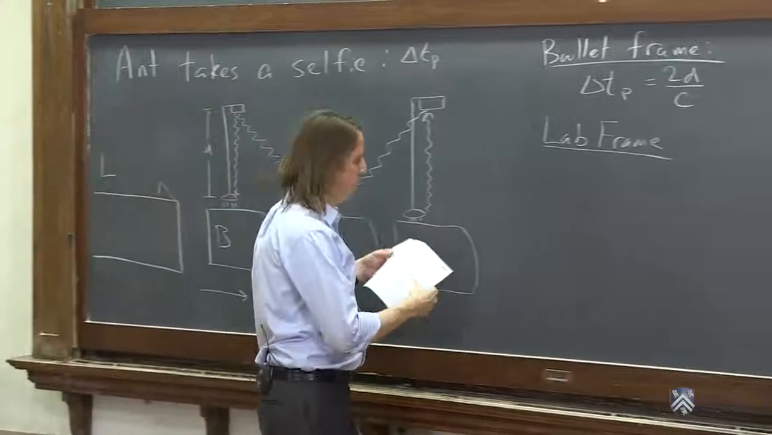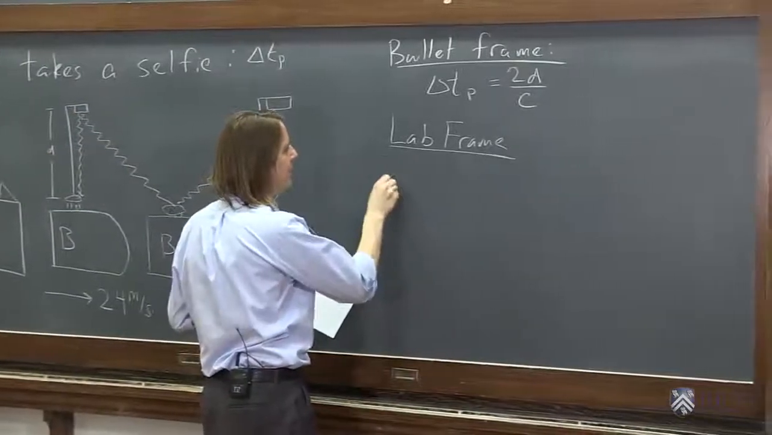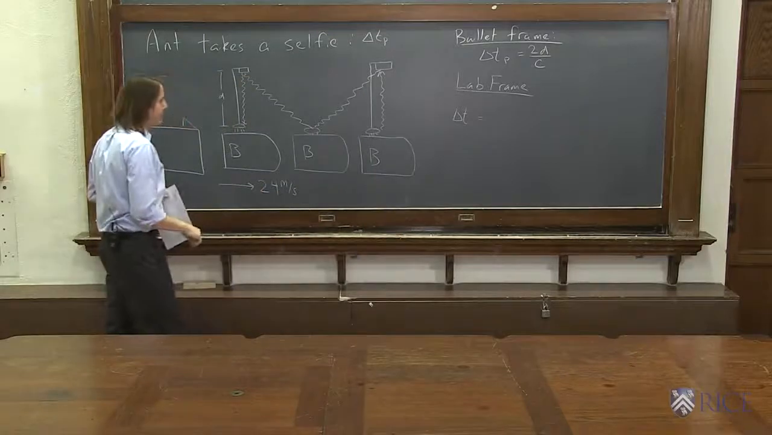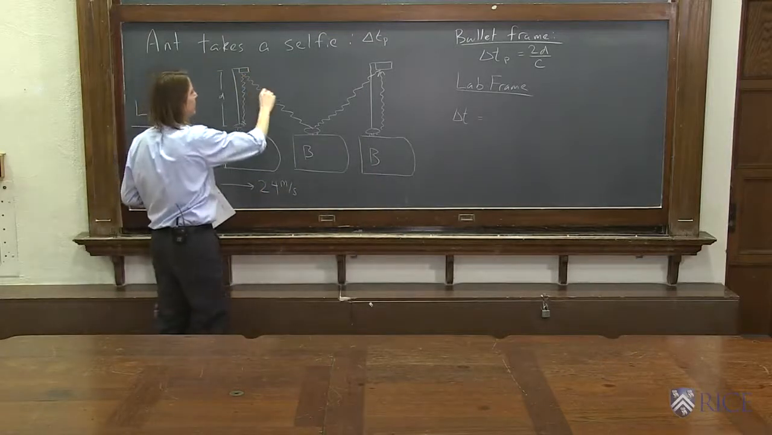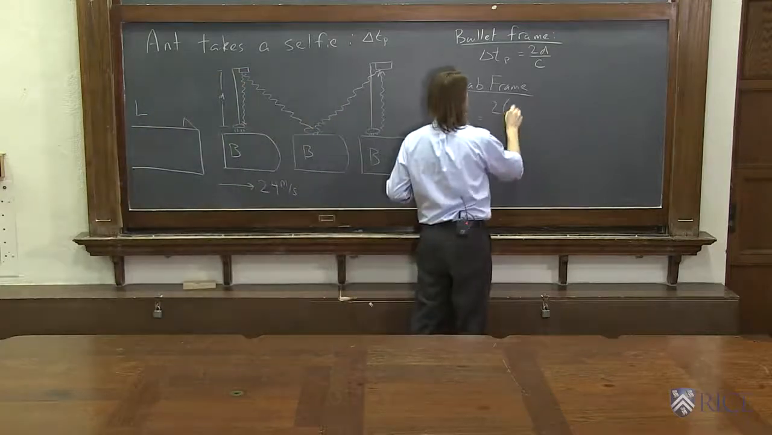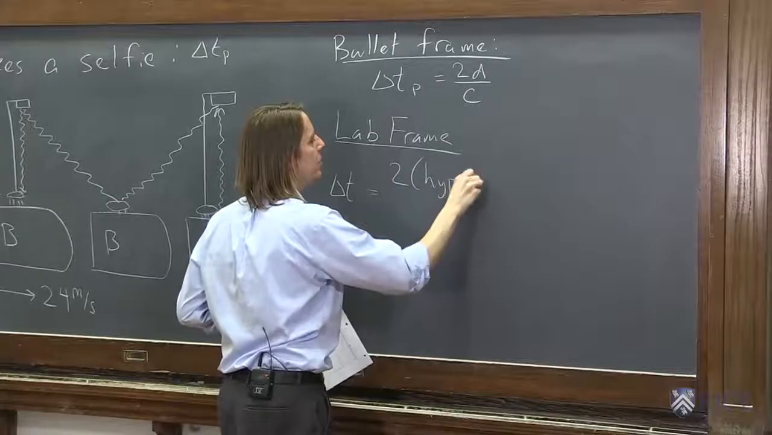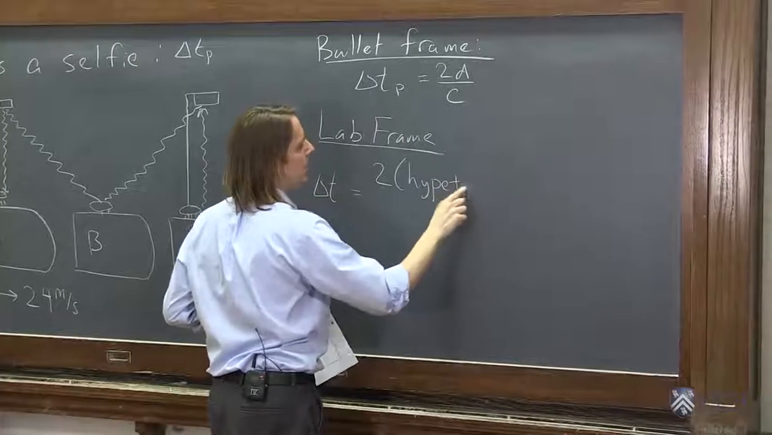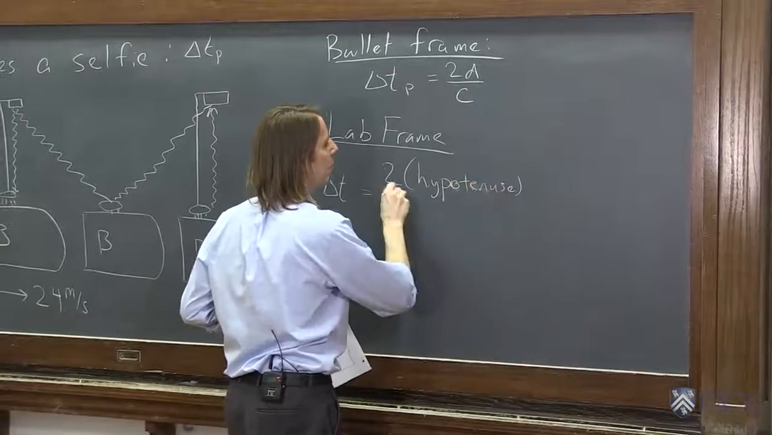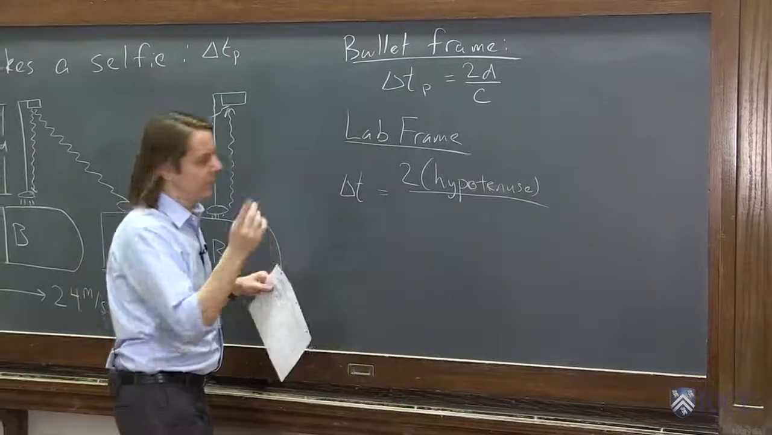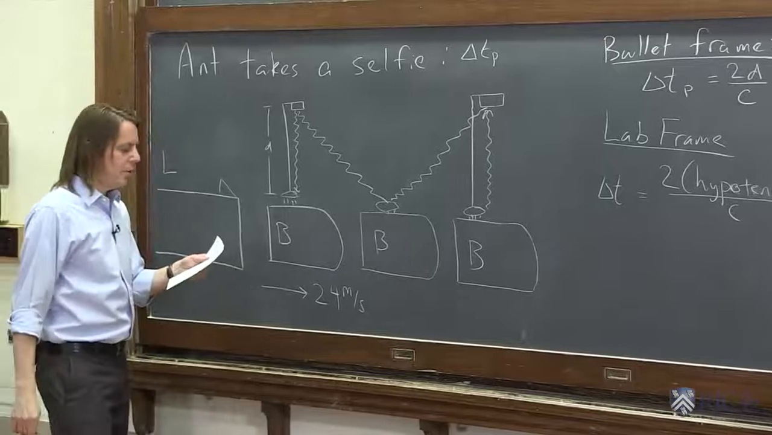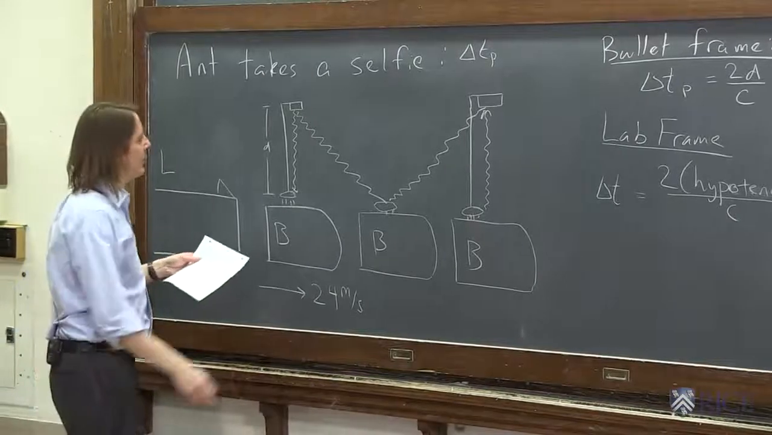So let's calculate the weird things. So let's now calculate delta t in the lab frame. And you can see we need this distance. We need the hypotenuse of this triangle. So it's going to be 2 times the hypotenuse. Hypotenuse over the speed is still just c. 2 times the hypotenuse over c. So let's see, what is this hypotenuse?